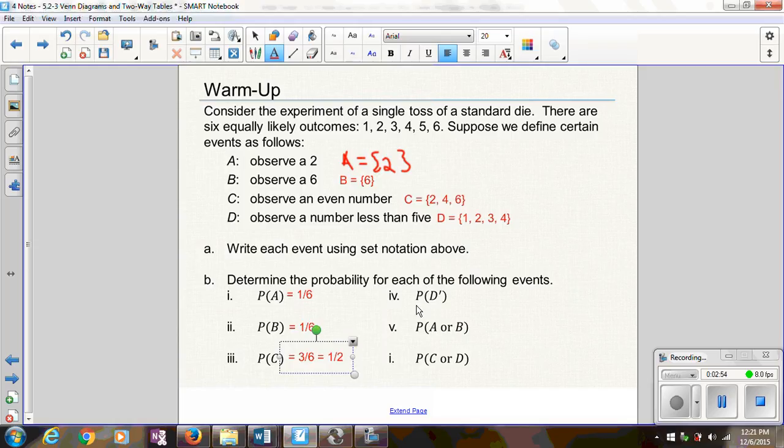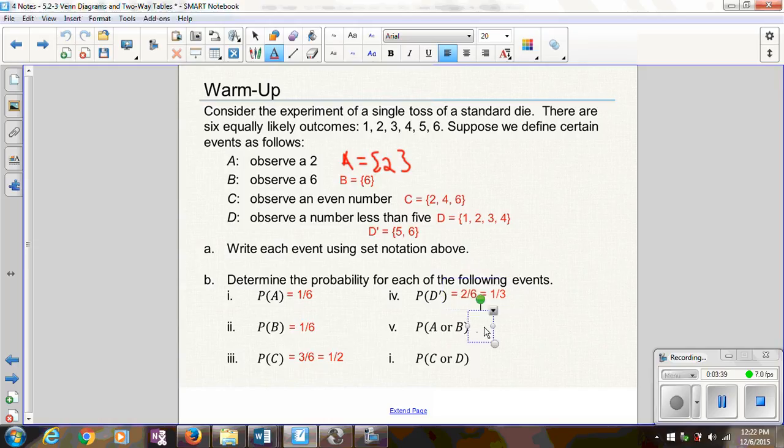In number 4, we're looking at the probability of D prime. If you remember, D prime is another way of saying D complement, or the complement of event D, which is basically telling you all of the outcomes that are not in D. So if D includes outcomes 1, 2, 3, and 4, then D prime, or D complement, would involve the 5 and the 6, since those are the only other outcomes possible. So the probability of D prime or D complement would just be 2 out of 6, which is equivalent to 1/3.